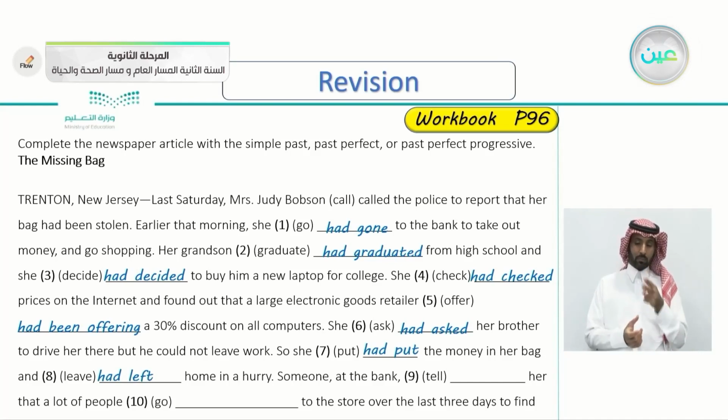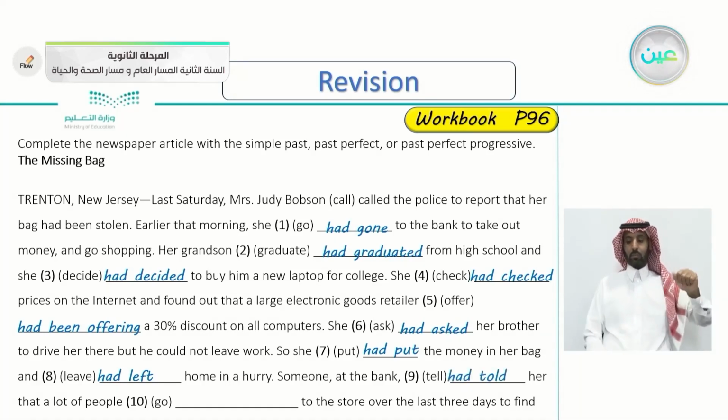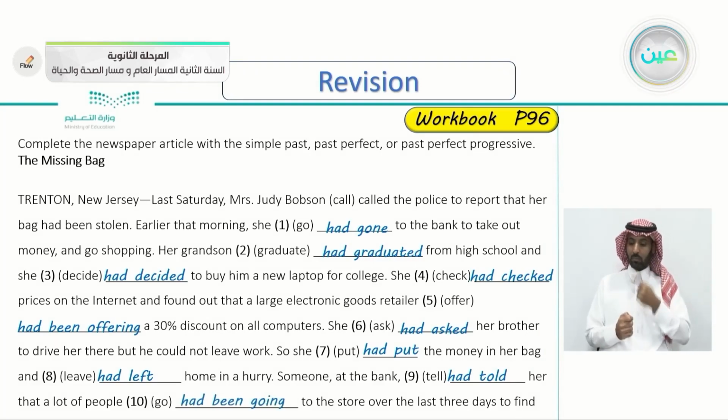Someone at the bank told her that a lot of people went to the store over the last 3 days. So number 9, yes, had told her that a lot of people, very good, had been going to the store over the last 3 days.